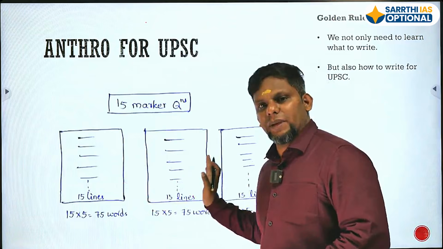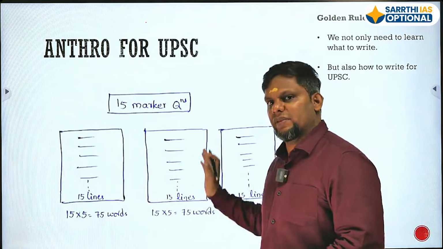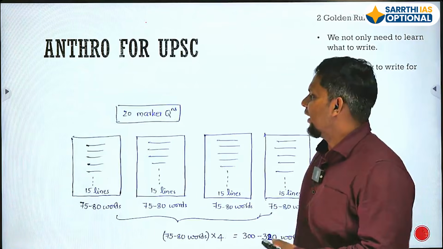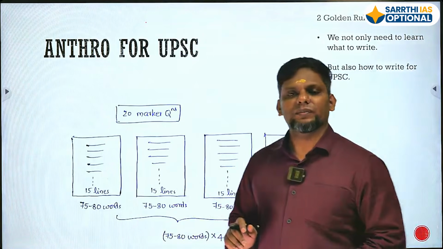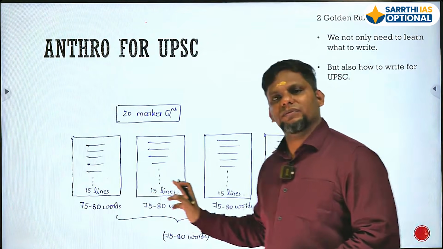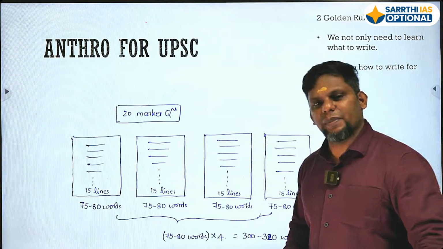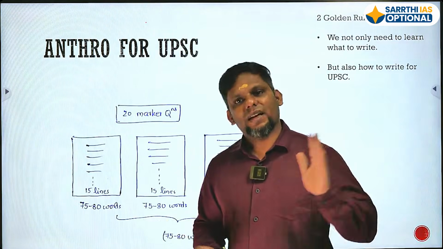15 lines means 3 pages. Okay, 15 lines, 15 lines, 15 lines. So 30 lines, 45 lines, and the last one, how much is the total? It is going to be 60 lines. Okay, 4 pages. Actually, given the spaces they provide, you will not be able to write more than that.